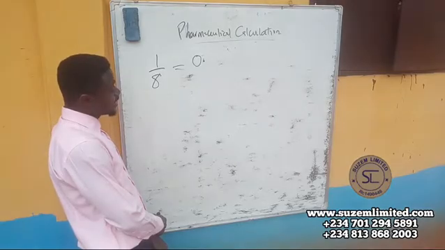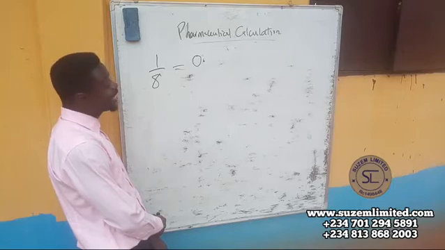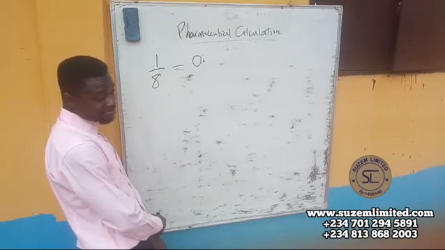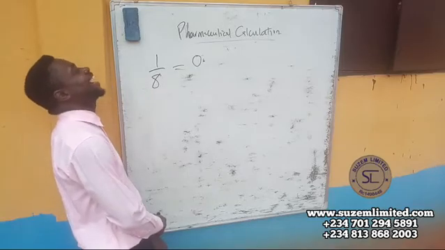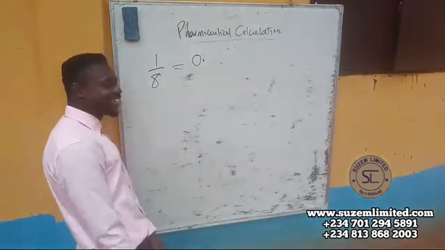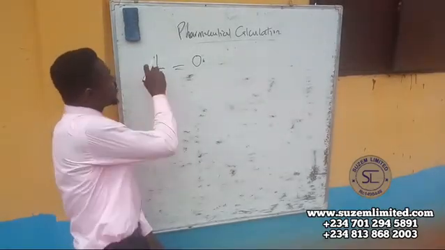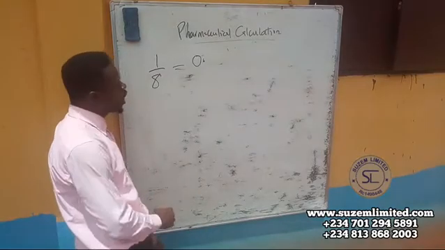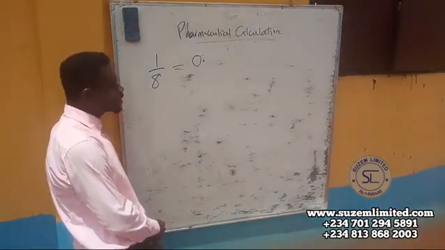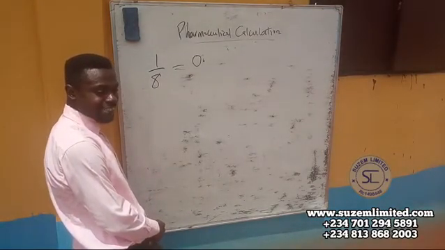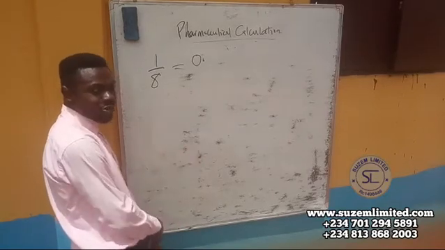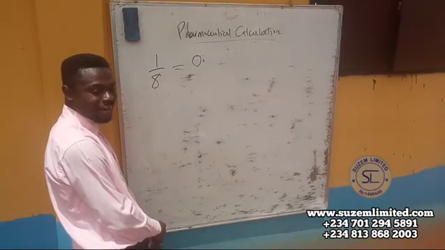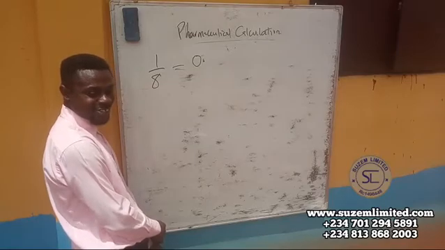1 divided by 8 is 0, and the remainder is 1. What is the base we are working on? Base 10. Times the remainder by that base: 1 times 10 is 10. You continue the division.